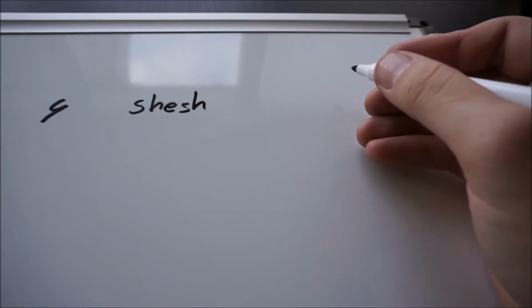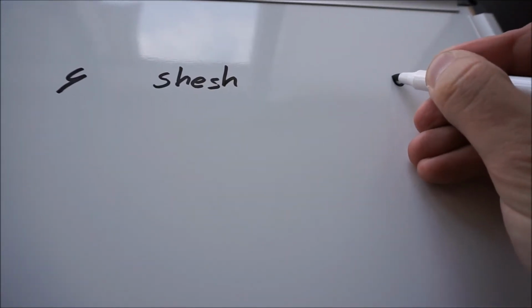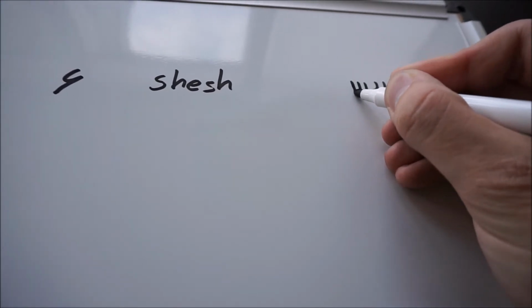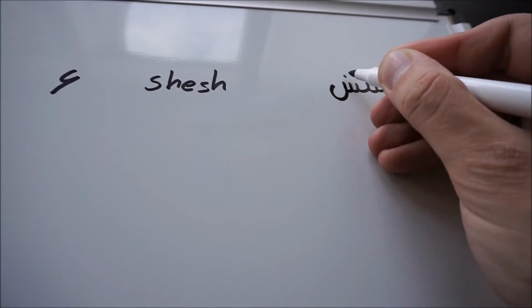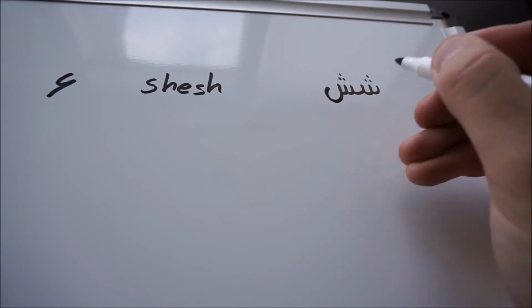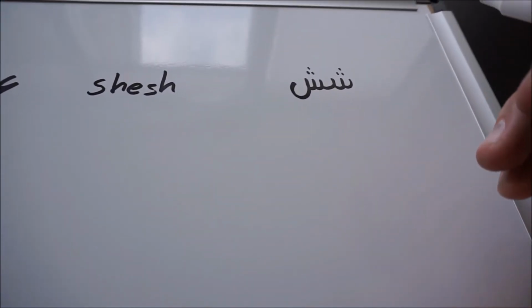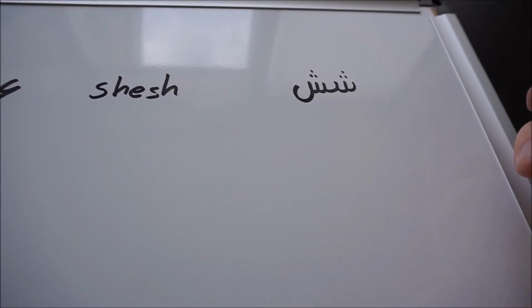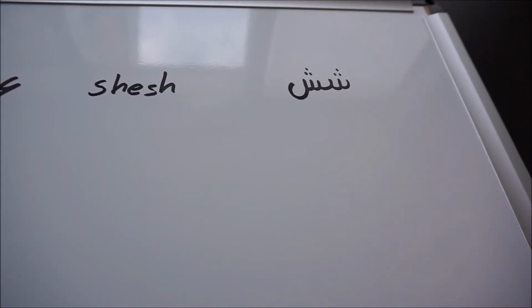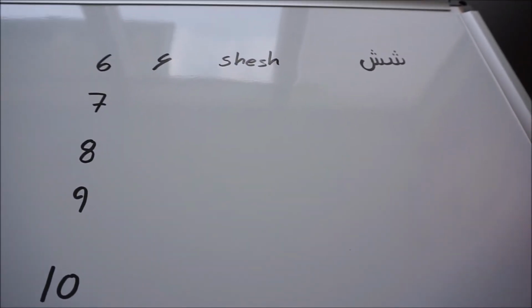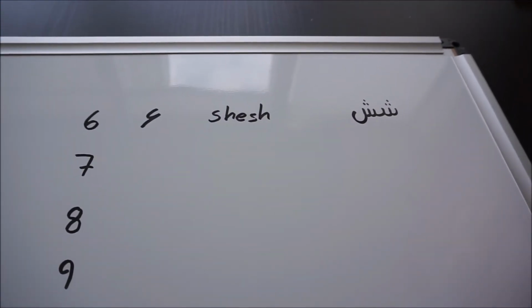Shesh. And shesh is written very elegantly with 2 of the same letters. Although the last letter here is the final letter, so it has this tail. This is like details from the Persian alphabet, which is out of scope for this video, but which will be covered in another video. But yes, number 6 is shesh.